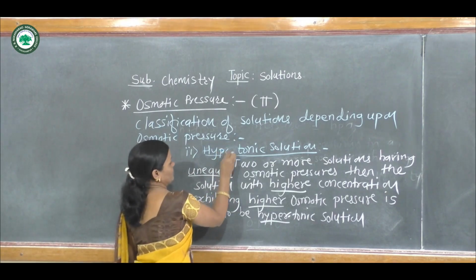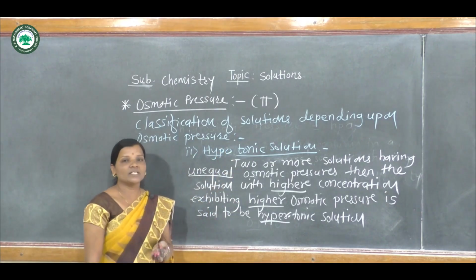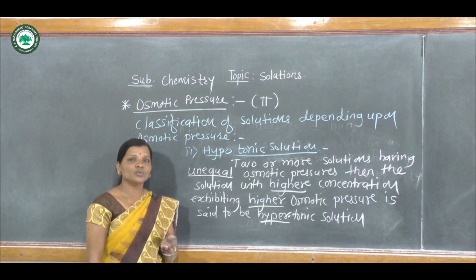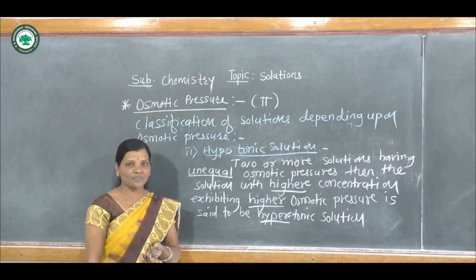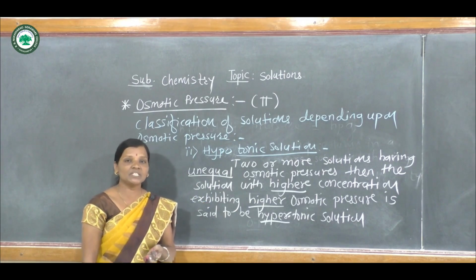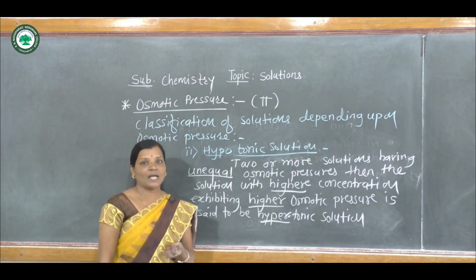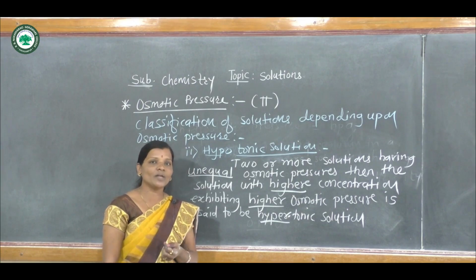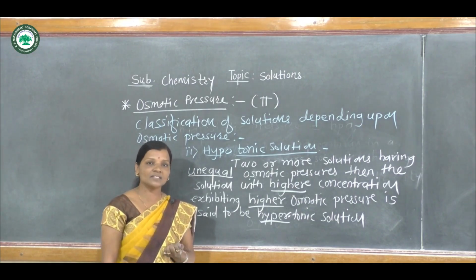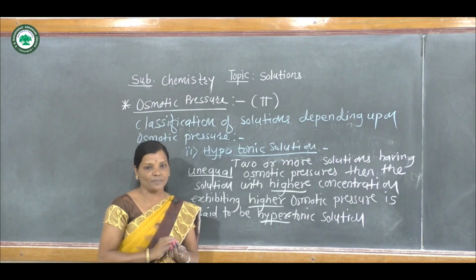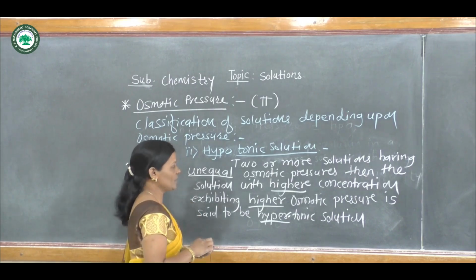Now what is a hypotonic solution? Two or more solutions having unequal osmotic pressure, then the solution which is dilute and exhibits the lower value of osmotic pressure is called a hypotonic solution. Let us see the definition.